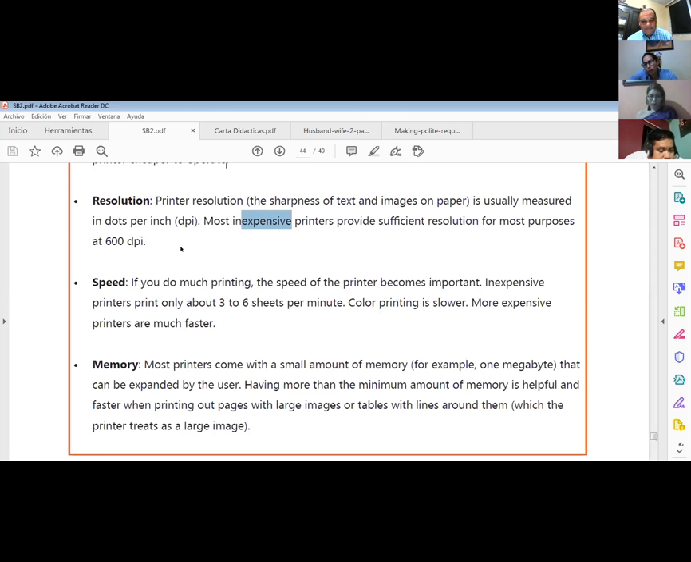Okay. Purposes, what mean? Purposes, propósitos. Okay, thank you. Most purposes, para la mayoría de propósitos. Okay, in color, remember, in color or in black and white. Remember? Okay, more questions? No more, teacher. Okay, now repeat after me.